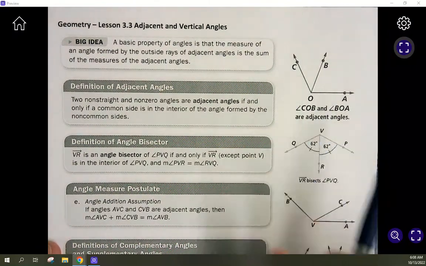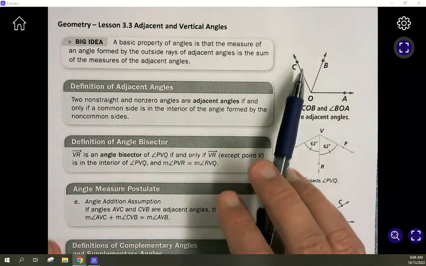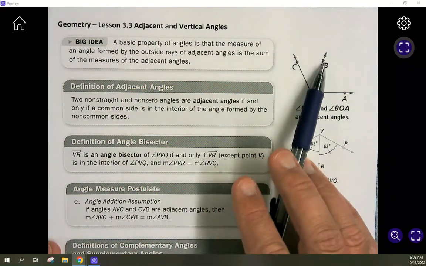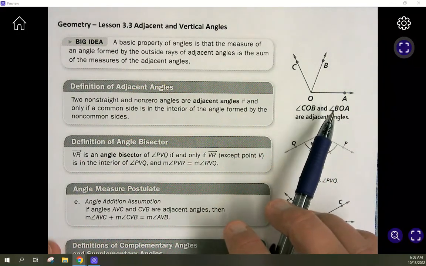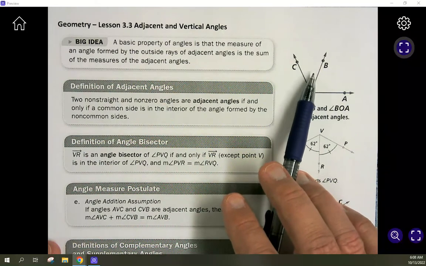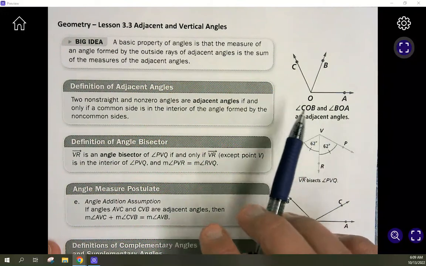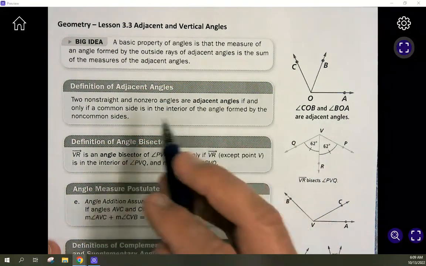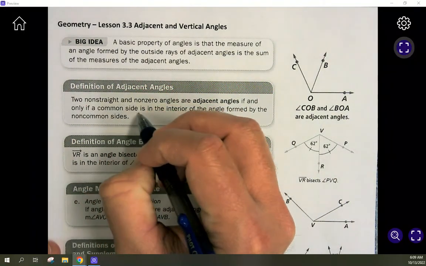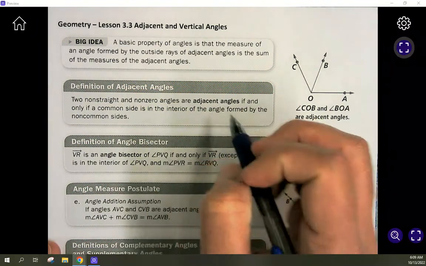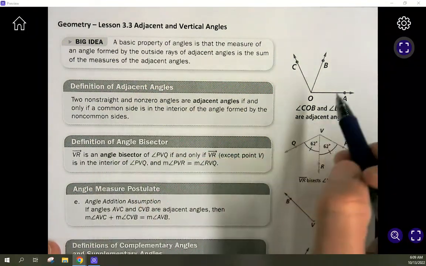If you take a look at the picture right here, these are adjacent angles, COB and BOA. They are adjacent angles. The basics of it is that they're next to each other. Okay, this angle and this angle are next to each other. But let's break down this definition. It says if a common side is the interior of the angle formed by the non-common sides.